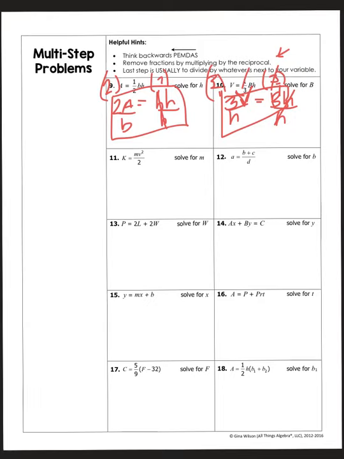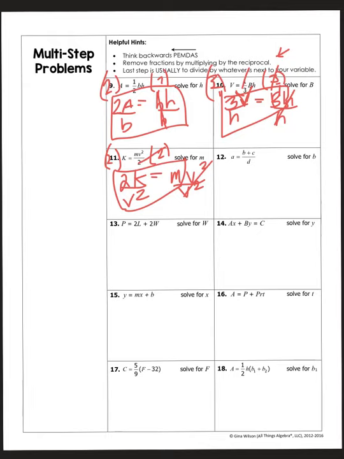Number 11. Okay, before I can solve for m, I have to get rid of the 2. Since 2 is being divided, I'm going to multiply both sides by 2. Those will cancel, and 2k equals mv squared. Now, I need to get rid of v squared. I do not need v squared on the right side with m. So I'm going to divide it. And m equals 2k divided by v squared.